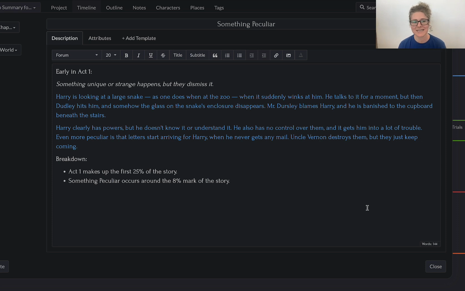It's where they just literally brush Harry under the door or under the stairs, and they attempt to forget about him. Harry clearly has powers, but he doesn't know it or understand it. He also has no control over them, and it gets him into a lot of trouble. So even more peculiar is that letters start arriving for Harry when he never usually gets any mail. So Uncle Vernon destroys them, but they just keep coming.